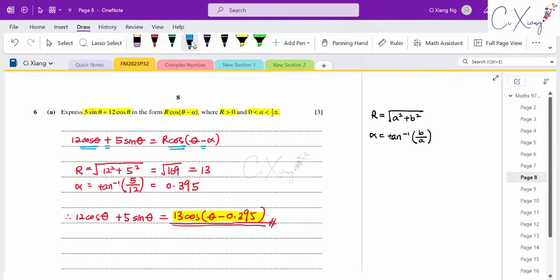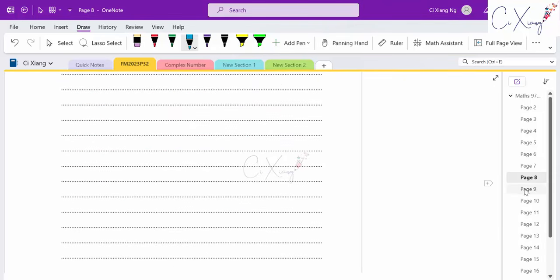Okay, so to apply this particular formula again, please make sure that your expression fulfills the small rules here. Cos theta must be in front to change it into cos. Okay, so this is what we have for part A. And now let us continue to part B.